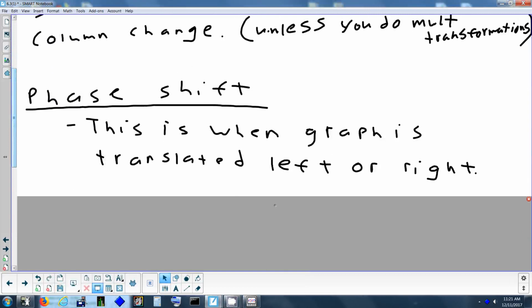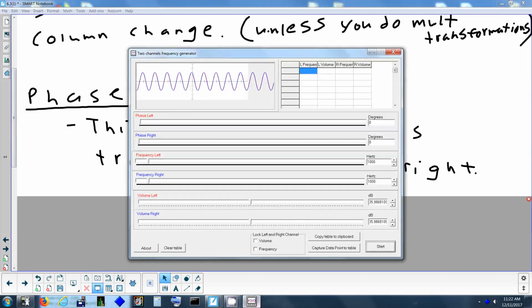Okay, so again, phase shift is just a fancy way of saying shifting left or right. Most books and most anything that deals with graphs of sine and cosine are going to call it a phase shift when you shift left and right. So here's a program. When you shift left and right, remember I told you the x-axis was your angle. Well, this program will shift in degrees. It doesn't shift in radians. But there's an example of a phase shift.